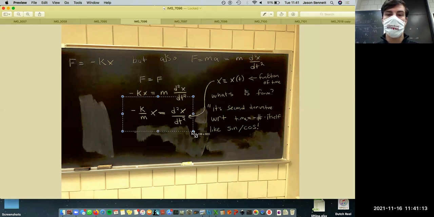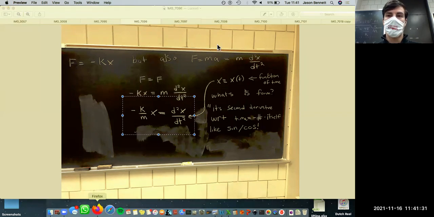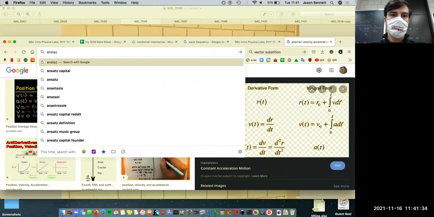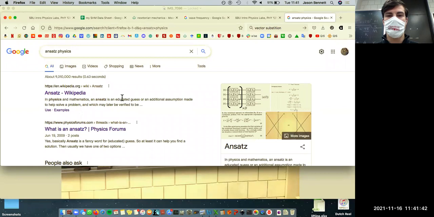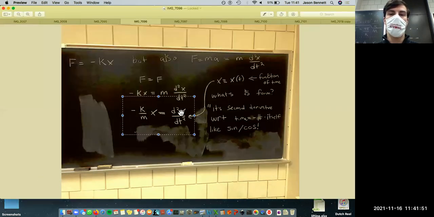So if I say this in English, the second derivative with respect to time of some function is equal to some negative number times the function itself. This is where a common technique in physics comes in, called looking for an ansatz. It's like a guess. Another word is hypothesis, but a hypothesis is more like an experiment, whereas an ansatz is more theoretical. It's a guess as to what this possible function can be based on some things that you know.